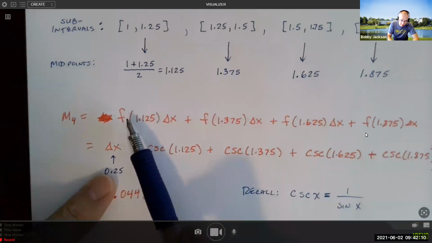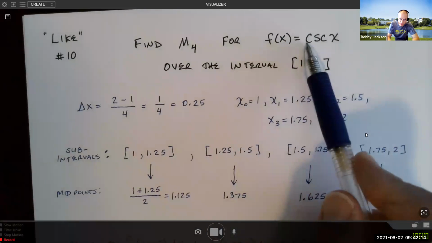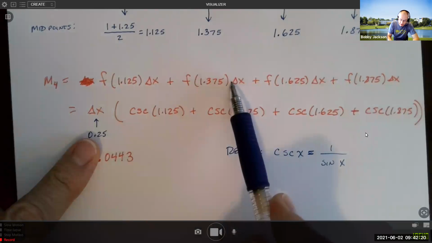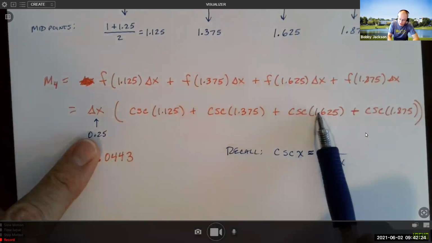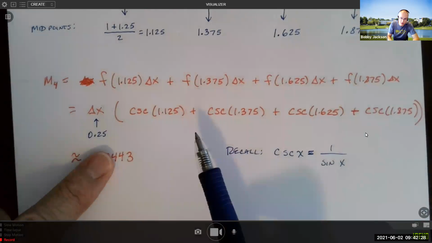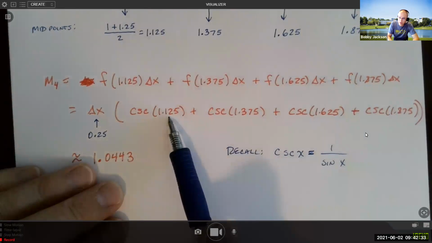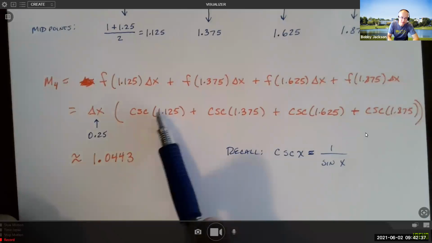And what is f of 1.125? Remember, our function f of x in my example is cosecant x. So this will be cosecant of 1.125. Factor out the delta x, plus cosecant of 1.375, cosecant of 1.625, and so on. So why did I say use your calculator? Well, what is the cosecant of 1.125? I don't know. I need the calculator to do that. That's where I have to use the calculator.